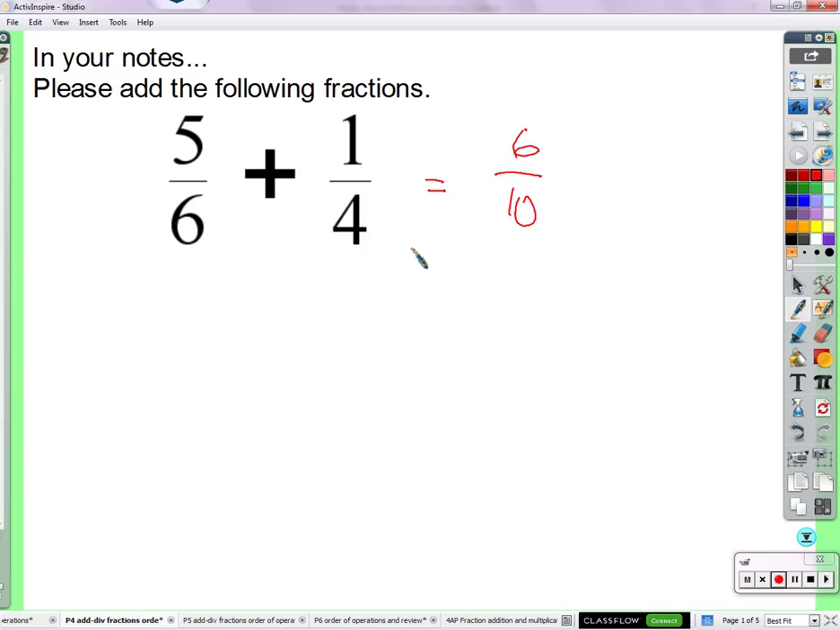I don't know. Other than we need a common denominator? Nope, not that. What are you going to say? You have to simplify. And that's the answer. So the answer is not 6/10, but it's 3/5 instead.